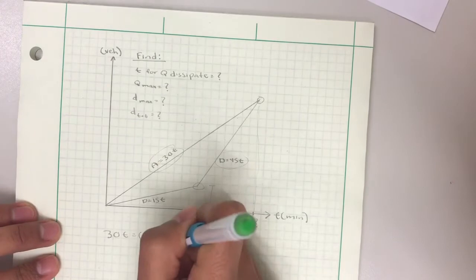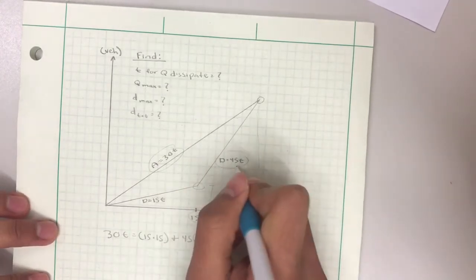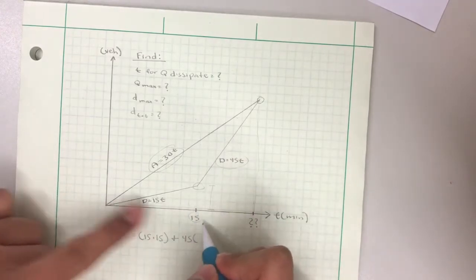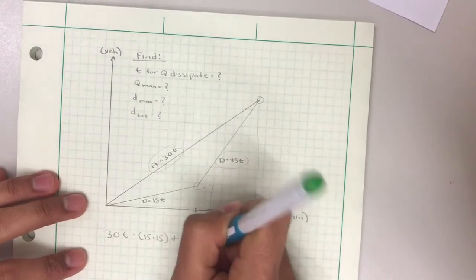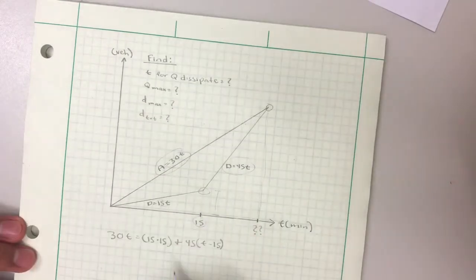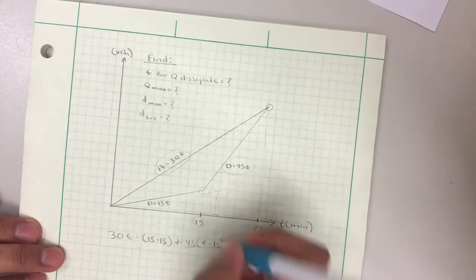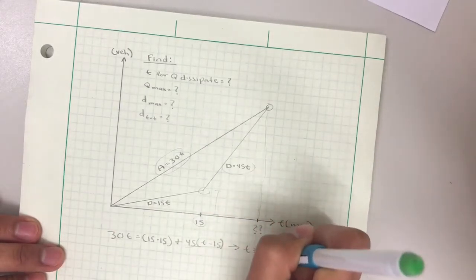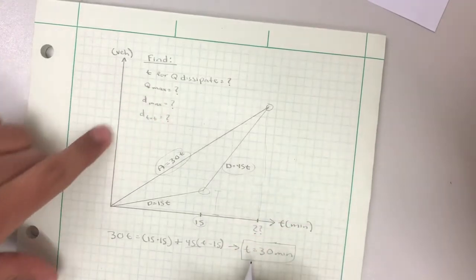And we add 45, because that is the slope of this, times t. But since t is 15 minutes after the initial time, we would write t minus 15. And simplifying this equation by collecting like terms, distributing this out, we get that t is equal to 30 minutes. And then again, this is the time for the queue to dissipate.